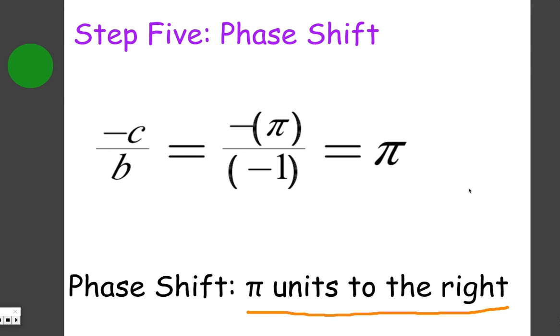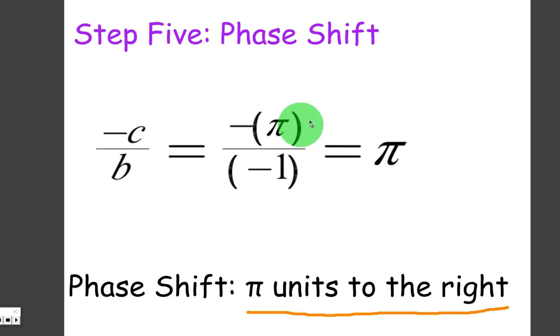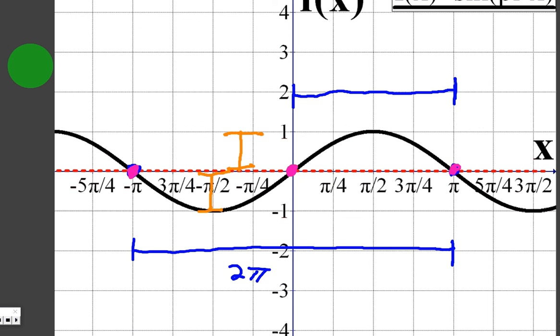Okay, next is phase shift. Phase shift is negative c over b. Again, you can just set what's in the parentheses equal to 0. So c value is positive pi. So be careful about that. So it's going to be negative pi over negative 1 for b. We get pi. So the phase shift is pi units to the right, considering that pi is positive. All that said, let's look at the graph.